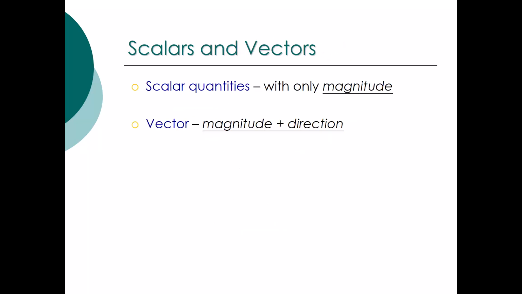Now, before proceeding to the physics part, we need to have some preliminary math knowledge. First, we need to distinguish between scalars and vectors. Scalars, which are numbers and quantities, represent magnitude only. Vectors are magnitude with direction. So there is a difference between them.